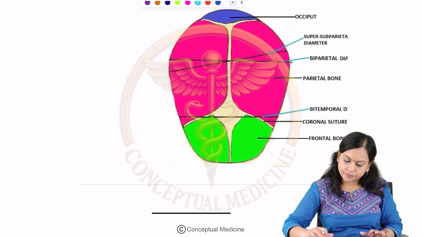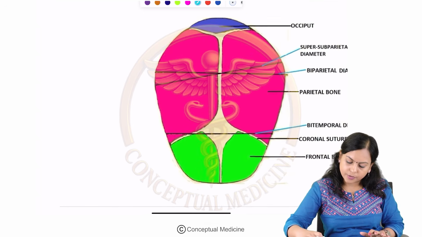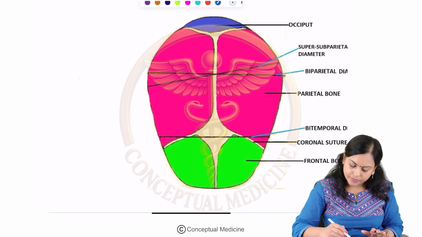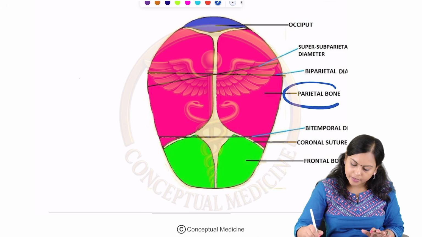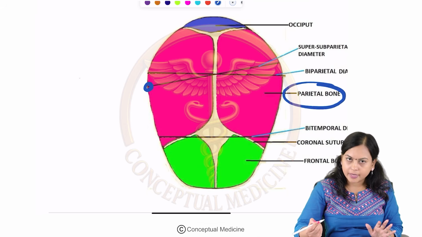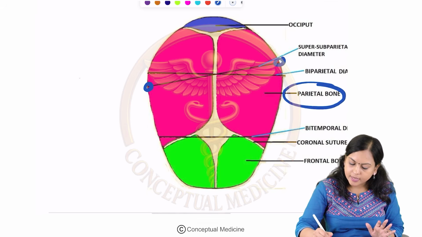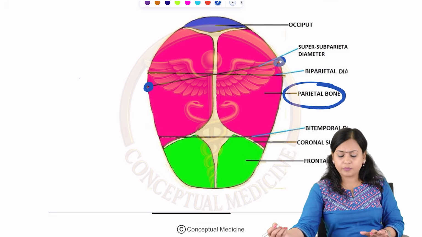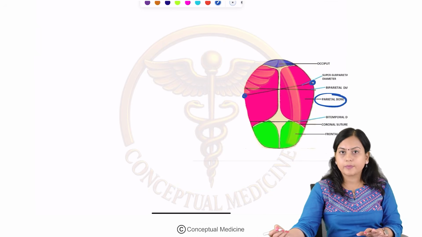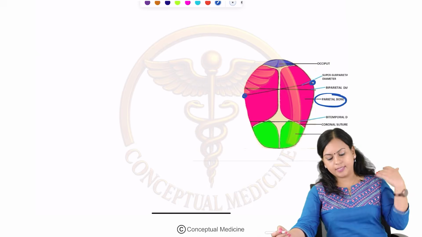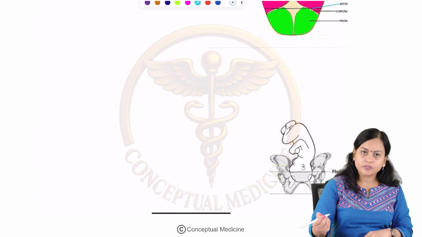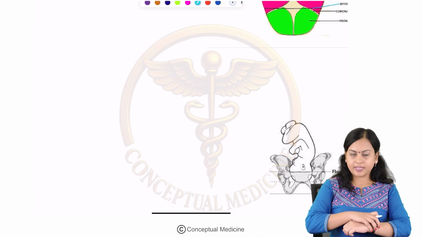Okay. Yes. Now, suprasubparietal diameter. Okay. So, this is the suprasubparietal diameter. So, it basically extends from, this is the parietal bone, right? So, from lowest end of one parietal prominence to highest end of the other side bone's parietal prominence. Okay. So, that one you have to know, and it measures around 8.5 centimeters, right?